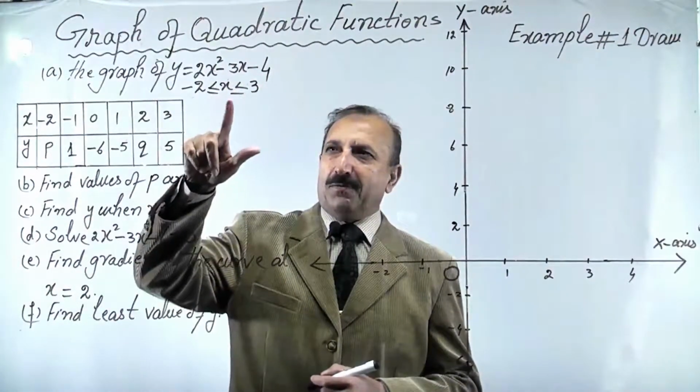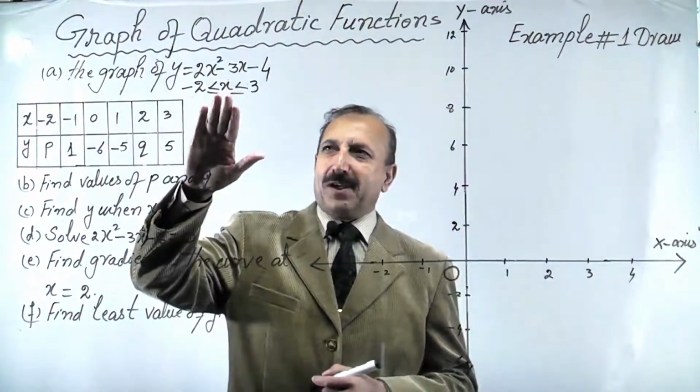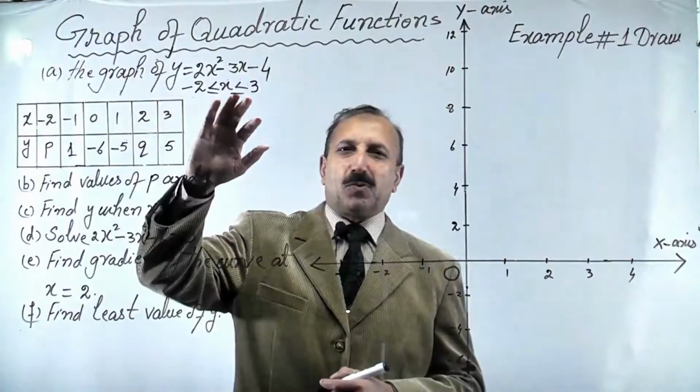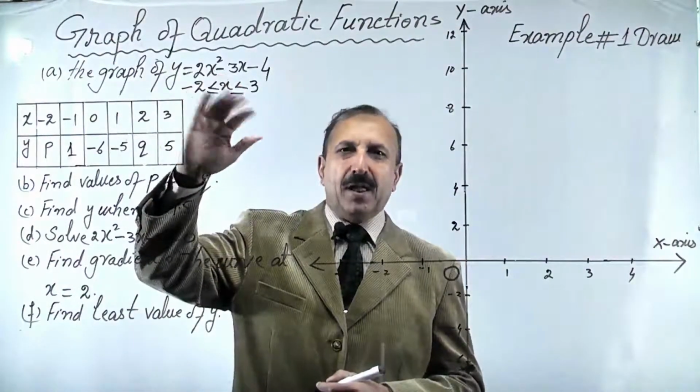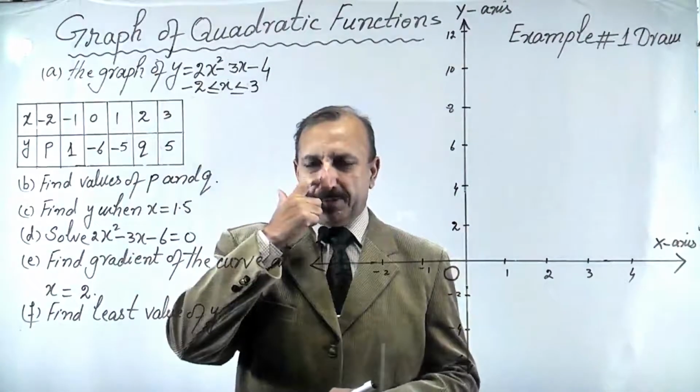within the interval of minus 2 till positive 3. x is varying between minus 2 and 3, and within this limit we are supposed to draw the curve for this function, and then we will answer all the questions mentioned in the question.